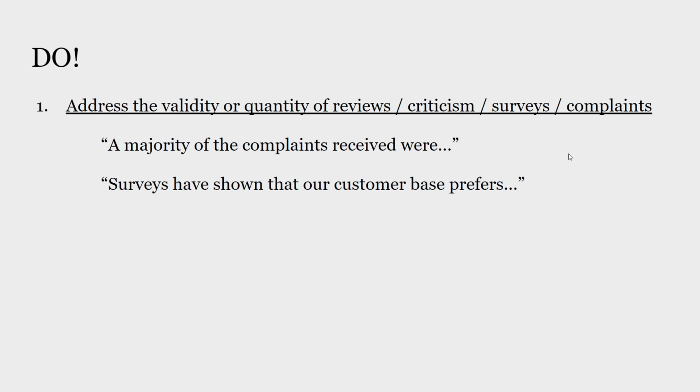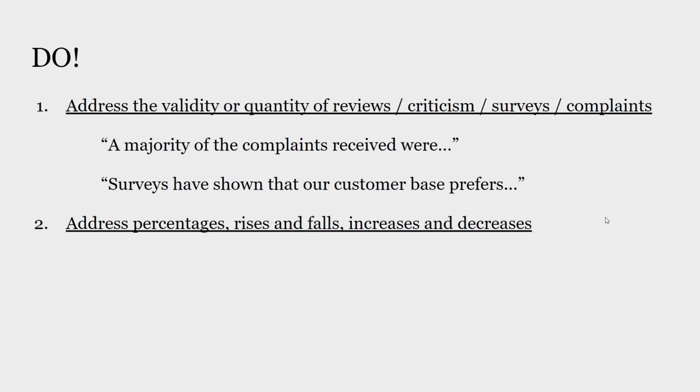And so when you see these things, you want to question them just on the basis of, well, are they valid, right? Are all the complaints coming from the same person, right? Were these surveys randomly distributed? And then also the quantity, right? How many complaints? If it's a majority of 3 complaints, that's way different than a majority of 1,000 complaints, right? Same thing with surveys, right? How many people were surveyed in this particular study?